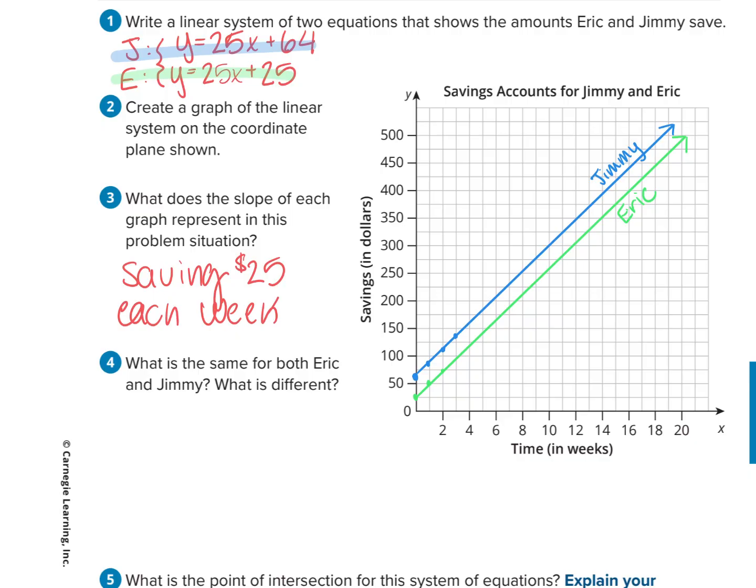Okay. Next one, what is the same for both Jimmy and Eric? Their slope is the same and their y-intercept is different.